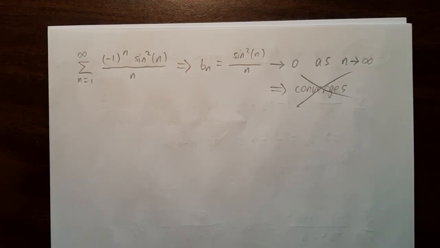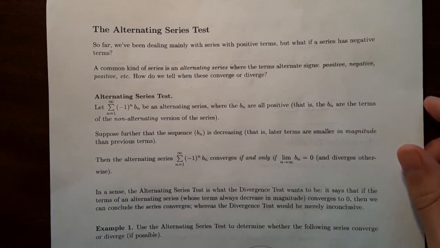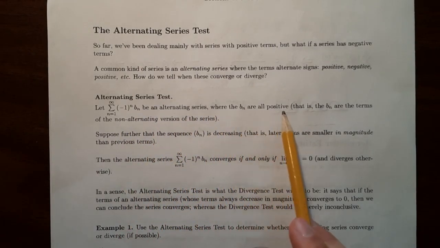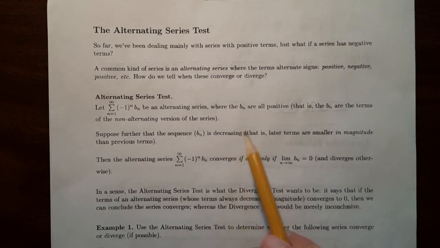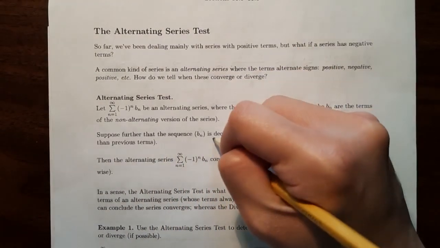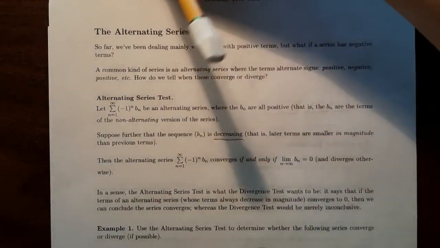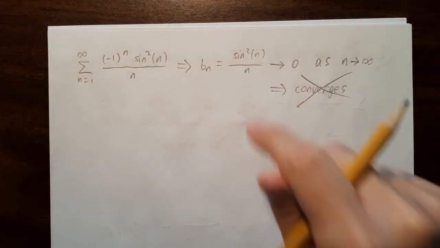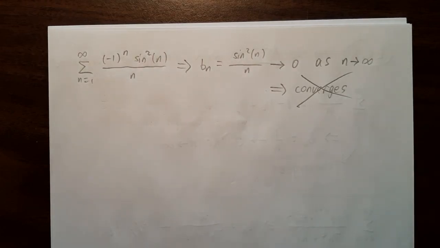All right, so to answer this, let's take a look real quick at what the alternating series test actually says once again. So we have an alternating series. Okay, check, we've got that. Where the b sub n are all positive. Well, that's just by default. b sub n is just the positive version of the series, so sure. And suppose further that the sequence b sub n is decreasing. So here we are bitten by this again, I think. If we look at our b sub n sequence, it is sine squared n over n. And sine squared n is not a decreasing function.